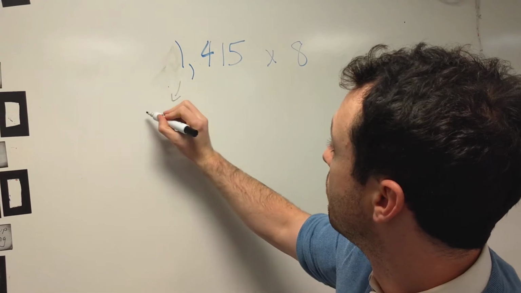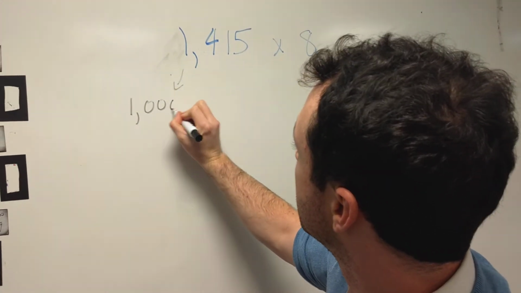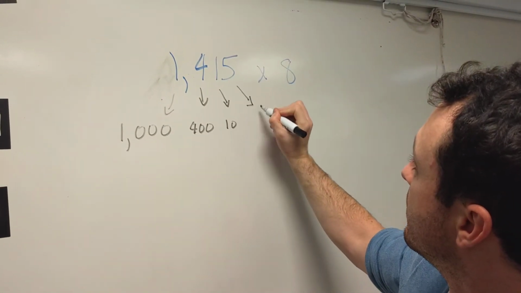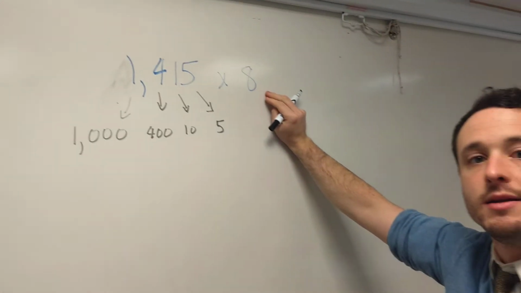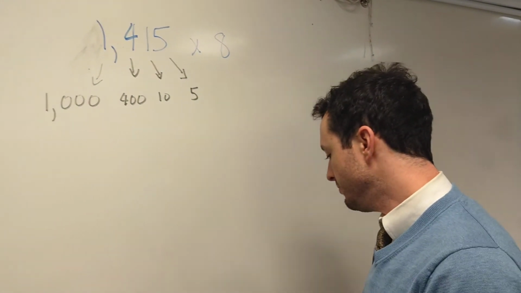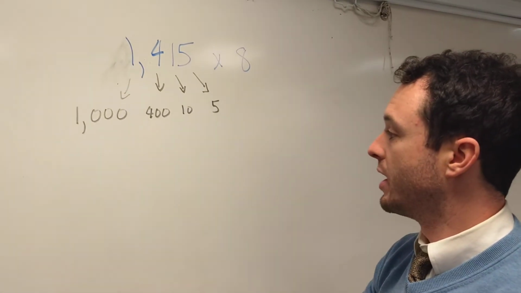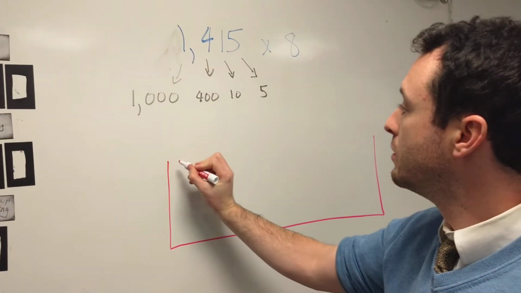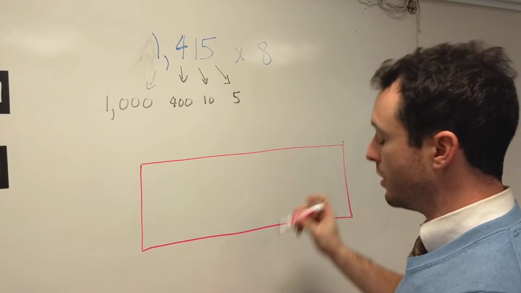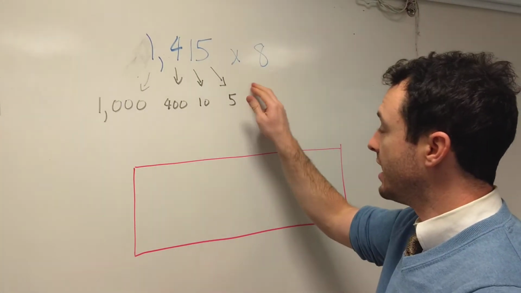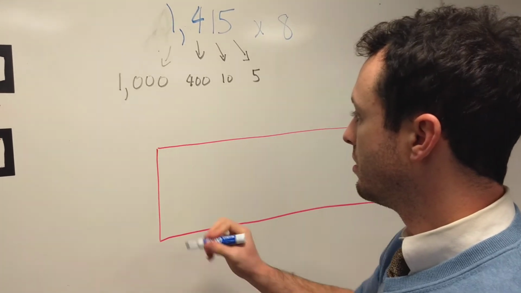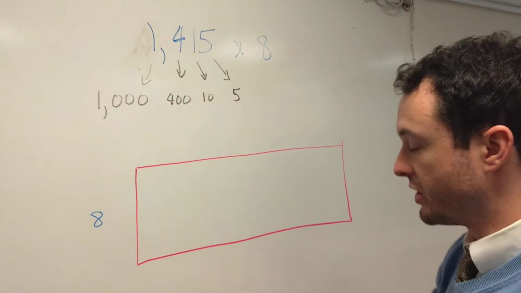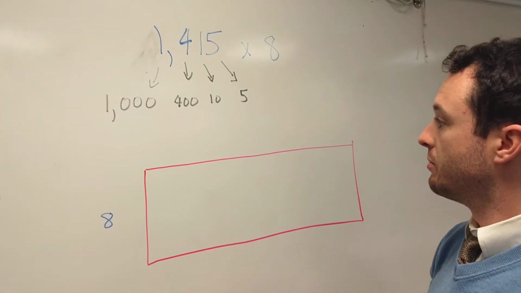So I have 1,000, 400, 10, and 5. No need to decompose 8 because it's already a single digit. So now I can set up my partial products model. I'm going to label my factor of 8 over here, and I'm going to now partition this box into 4 parts because I have a 4-digit number.